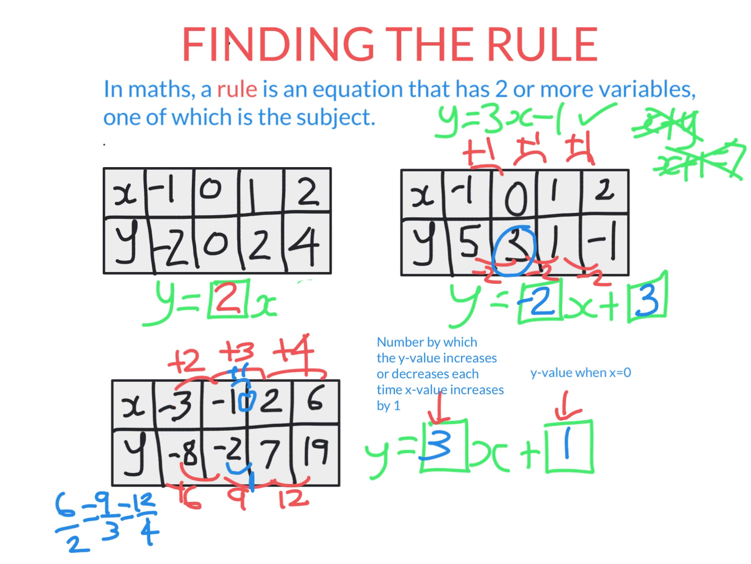So -3 times 3 plus 1, -8. -1 times 3 plus 1, -2. 3 times 2 plus 1 is 7. 3 times 6 plus 1 is 19. So to get this output, you would need to input these values through a times 3 machine, then a +1 machine. You need to times each of these by 3, then add 1 to get the corresponding y values.